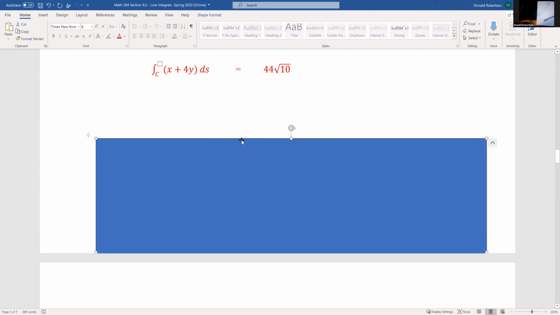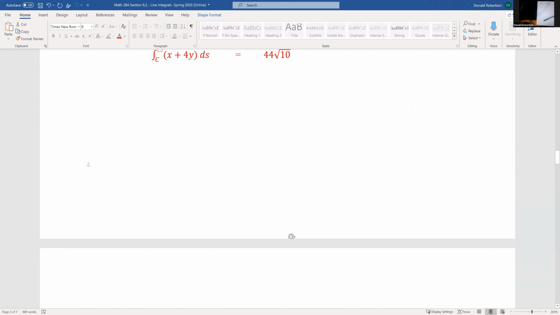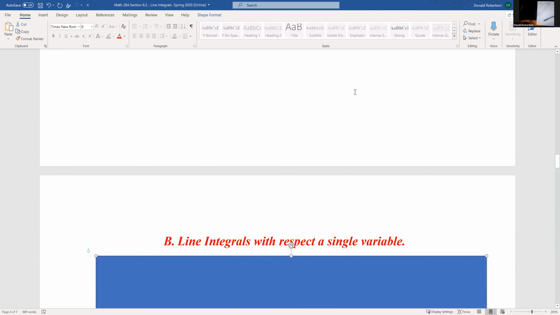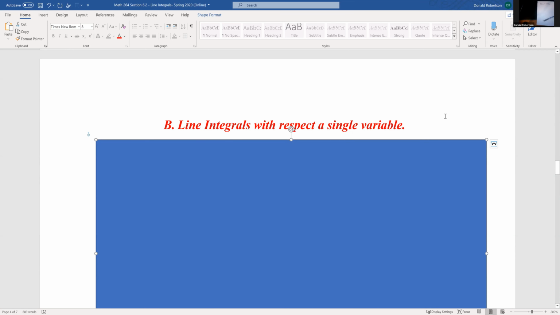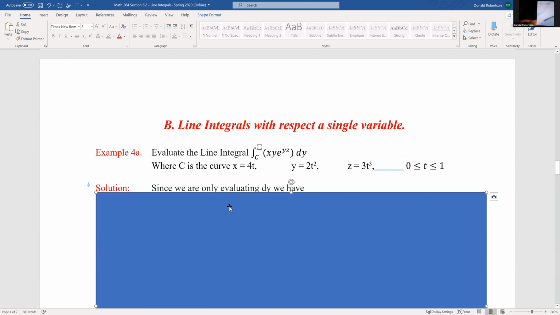Okay. Let's see what other types of line integrals, because there's more than just the one I mentioned. There's, in fact, about 4 different applications of them. Let's look at a line integral now, not with respect to distance, ds, but just a line integral dx or dy, something like that. Just a single variable. So an example could be this guy. Suppose you wanted to find the line integral of xy e to the power of yz with respect to y.